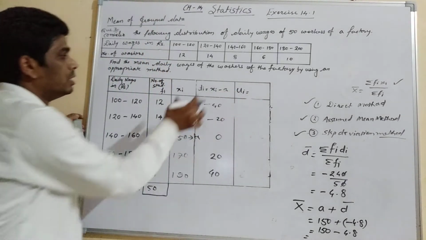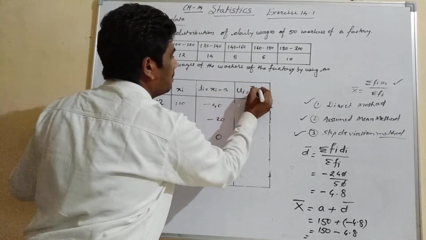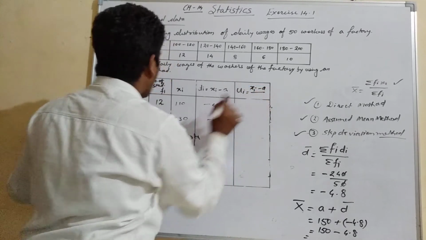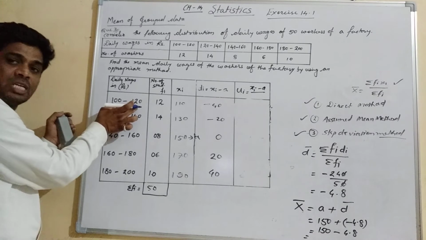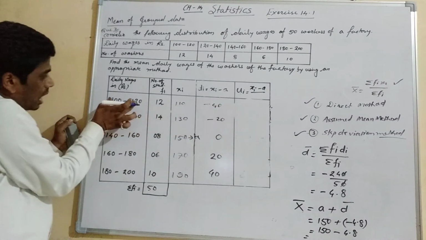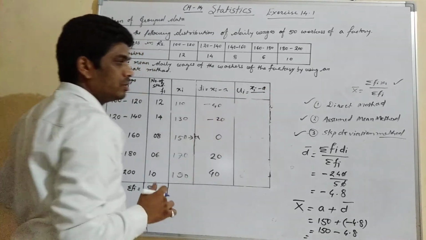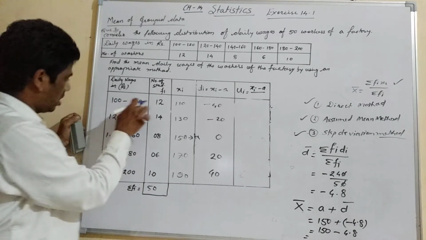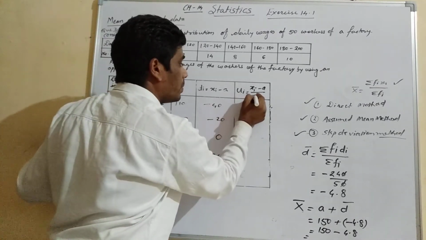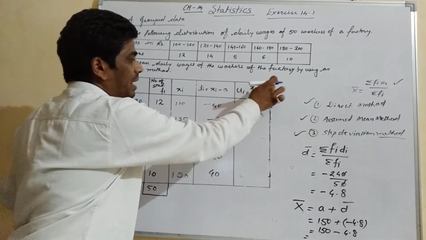Ui, how will we get this? Deviation di, or xi minus a, upon the height of the class interval. We will divide by the height of the class interval. Means whatever difference we get here, that we will divide by. Okay, that is the same everywhere. So how much will it be? 20. So we will divide by 20. That we will represent by h. Okay, so ui will be xi minus a upon h.